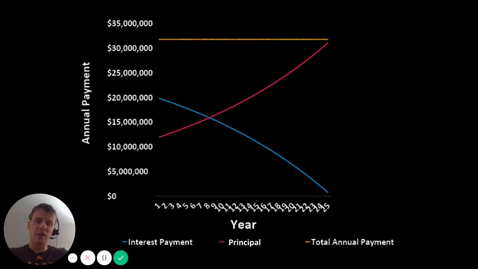You can see that at the beginning of the lifetime of the loan, that annual payment is mostly interest, so the blue line is higher than the red or pink line. At some point around year 8 or 9 in the lifetime of the loan, that switches, and principal becomes the larger share of that annual payment, and the amount of interest that's paid every year starts to decline.